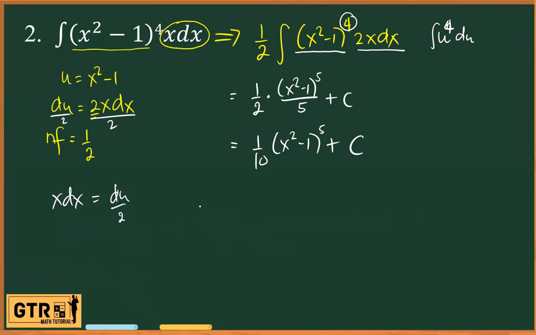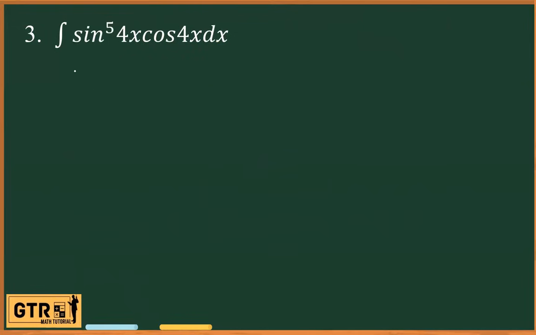Okay, next, number 3. We have the integral of sine to the 5th of 4x times cosine 4x dx. In this example, we will always let u be the base with the exponent. Our exponent here is to the 5th power, so our u here is the base of the exponent, which is sine 4x, because the derivative of sine is cosine. So let u equal sine 4x.